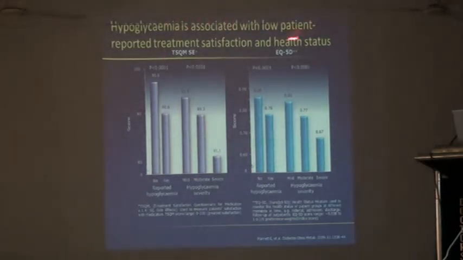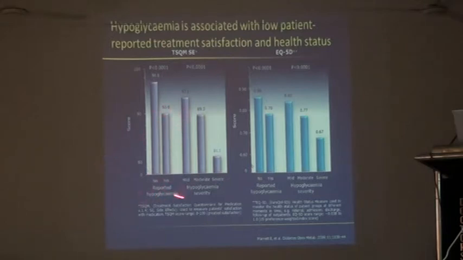Hypoglycemia is associated with low patient-reported treatment satisfaction and health status. Naturally, if you go by the score, this is the score. Score is called Treatment Satisfaction Questionnaire for Medication. Now, how much are you satisfied? If the score says that you are satisfied, say to the tune of 85, then you perhaps never have reported hypoglycemia. So this is no. And if it is, say, 90, then it's, even with reporting of hypoglycemia, it's 90.